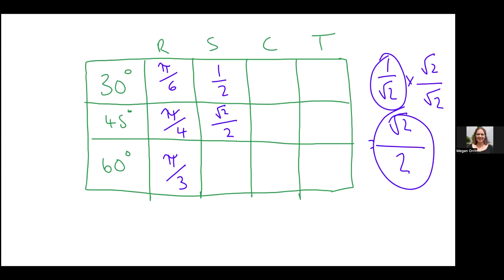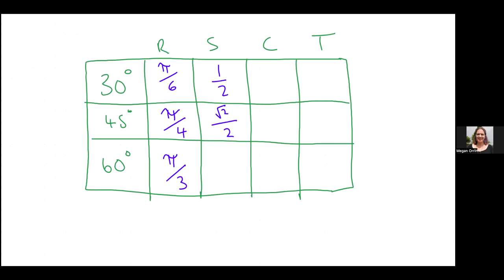We don't want the bottom of our fraction to be irrational. We will do more work on that at another time, but these two are the same thing because I'm multiplying this by 1. Root 2 over root 2 is 1. So I'm not changing the fraction. I'm just rewriting it so that the bottom denominator is rational. Okay, let's get rid of that. We're going to stick with the rational version.